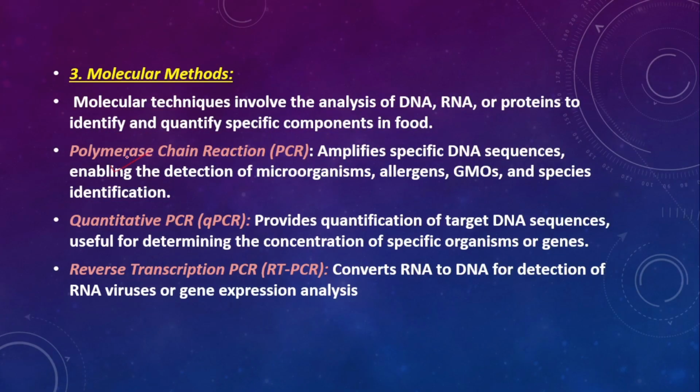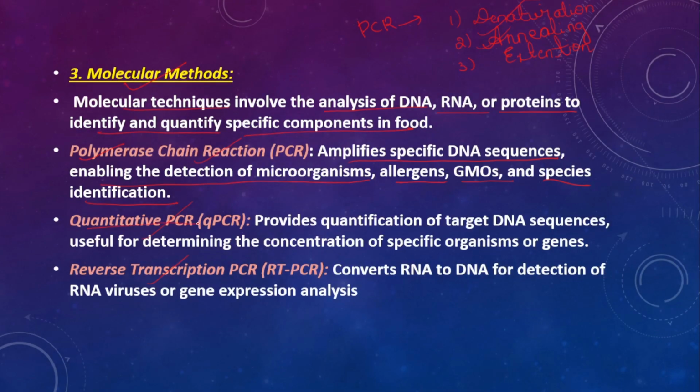PCR helps to ensure food safety by identifying harmful bacteria like Salmonella, E. coli or Listeria in a fast and sensitive manner. Quantitative PCR provides quantification of target DNA sequences, useful for determining the concentration of specific organisms or genes. What is quantitative PCR? It is also known as real-time PCR.